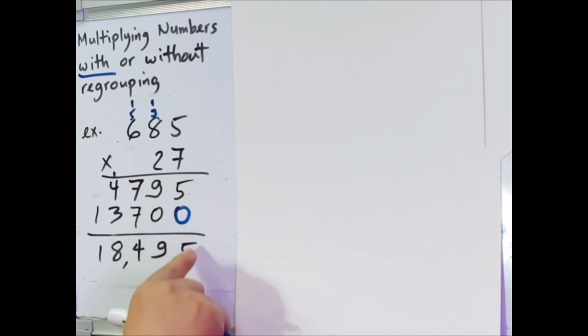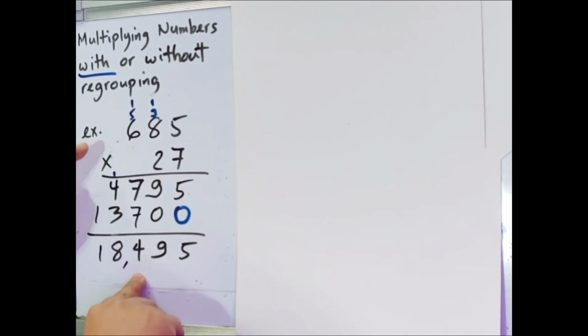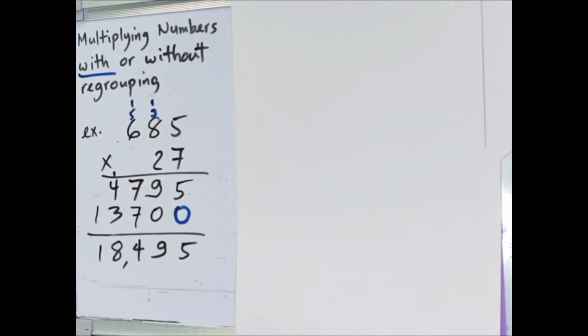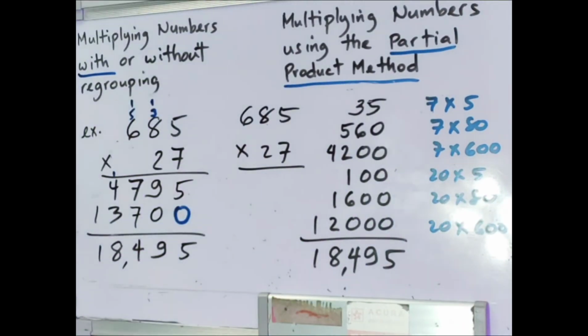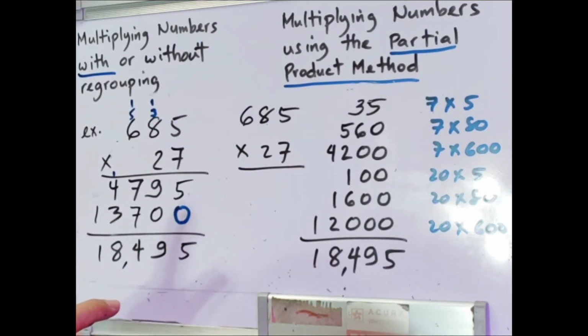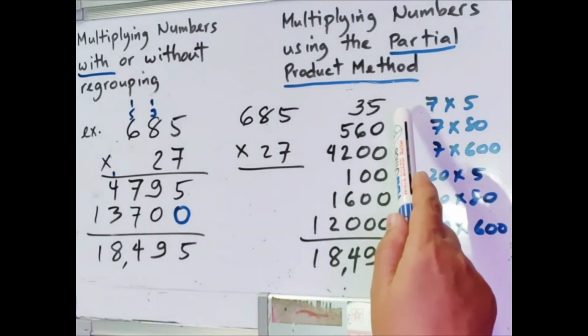Then if you add these two, you get 5, 9, 7, 14, carry 1, that's 8, 1, so we have 18,495. But if we want to use again the strategy about partial product, then since the multiplicand has 3 digits and the multiplier has 2 digits, using this technique, you should have 6 partial products, 3 times 2.